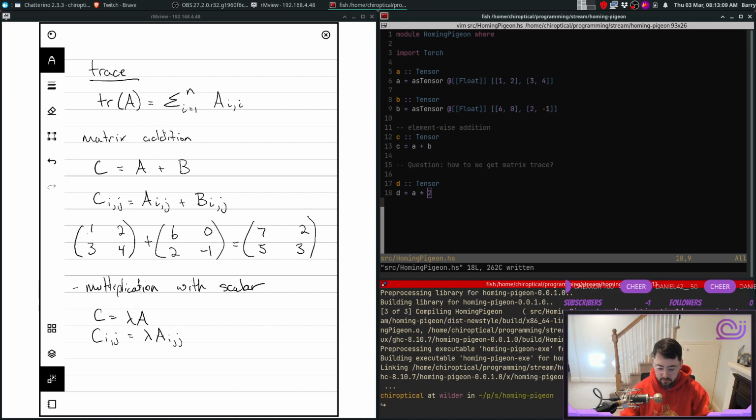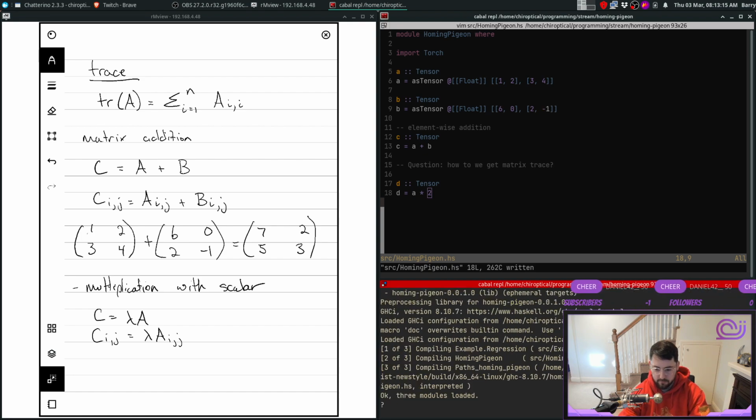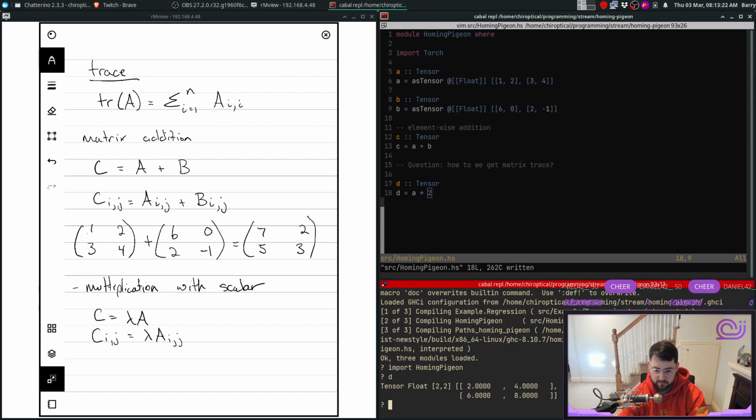Seems to work. We can also just make REPL down here. Sorry, I keep saying make REPL, but I don't mean that. There should be enough space down here for you to read this. Is that what we expected it to be? Oh, it was A times 2, so yes. 2, 4, 6, 8. Perfect. So that's multiplication with a scalar.